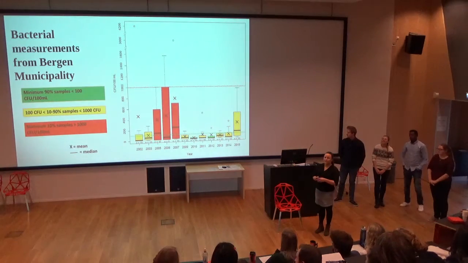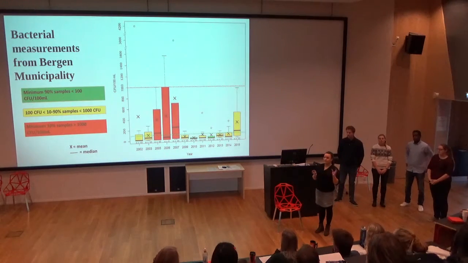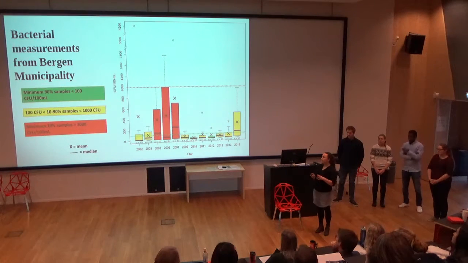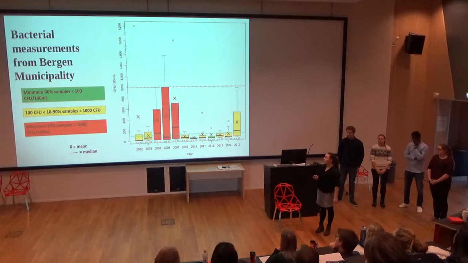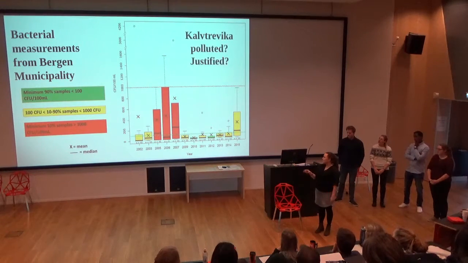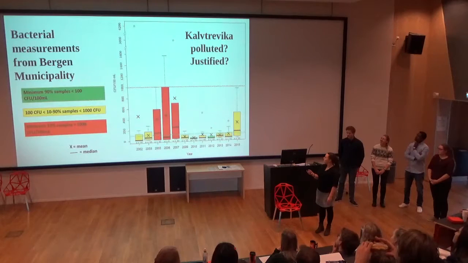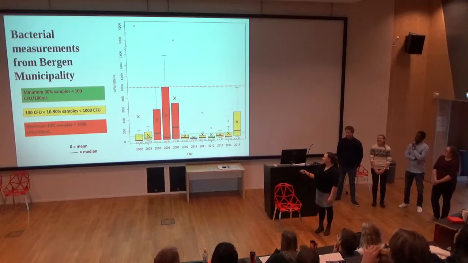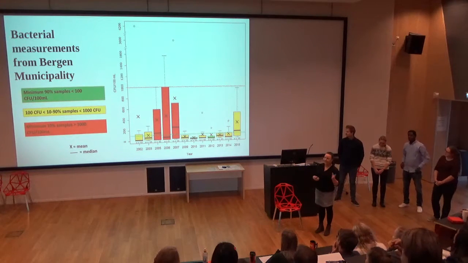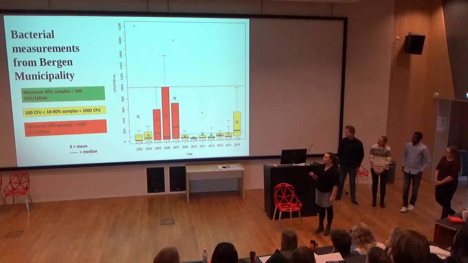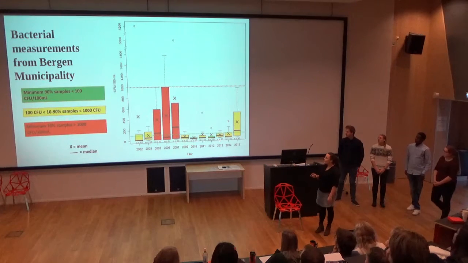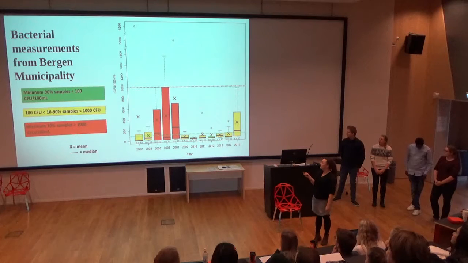Since the streams weren't as polluted as we expected, given the history of the bay, we took a further look into the bacterial measurements done by the municipality. And they used 10 samples each year to categorize the bay, and they used a percentage method to do this, which is explained here. Here you can see a plot of the raw data.